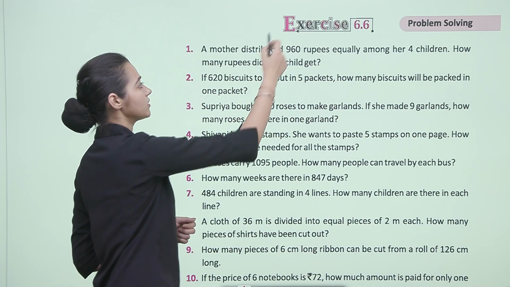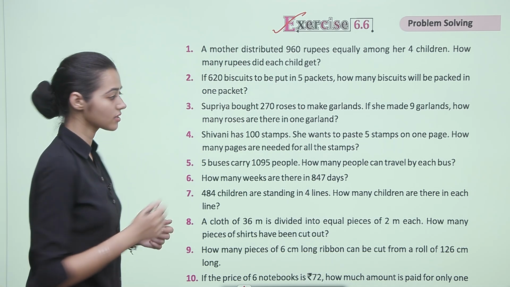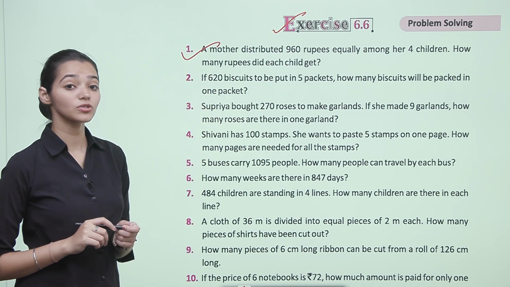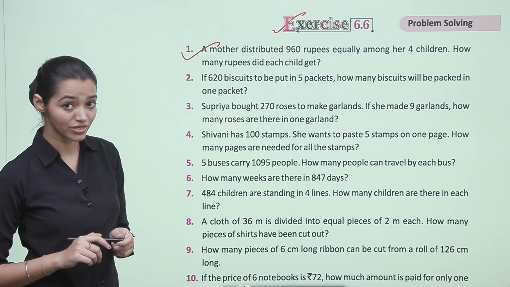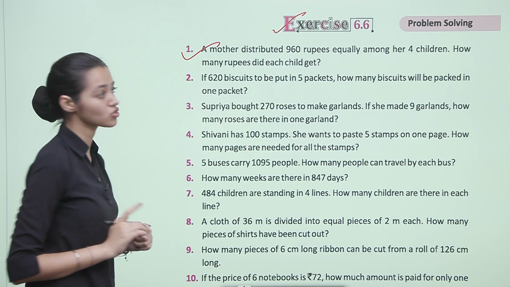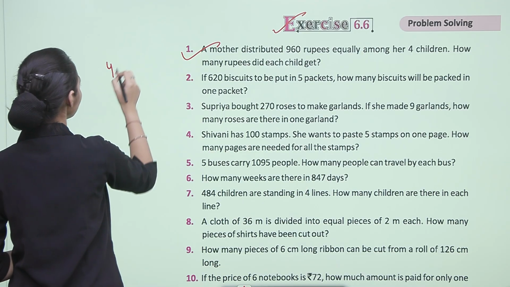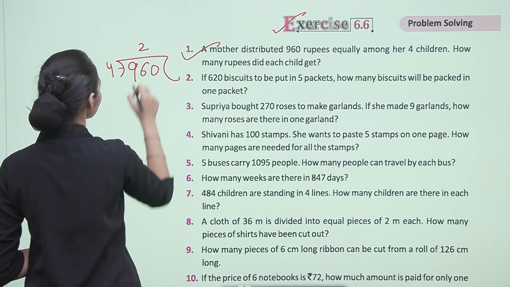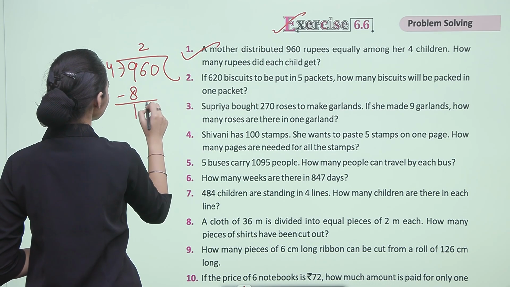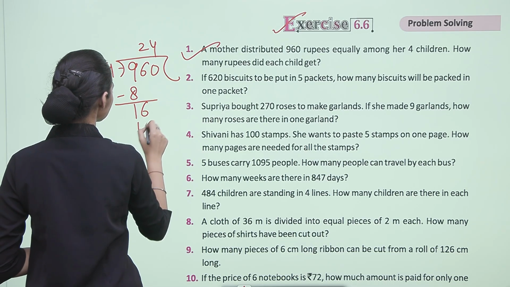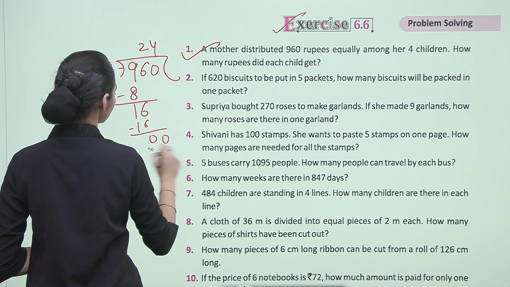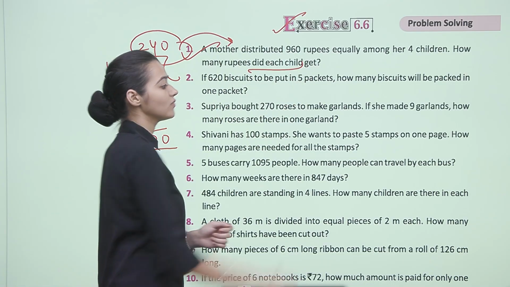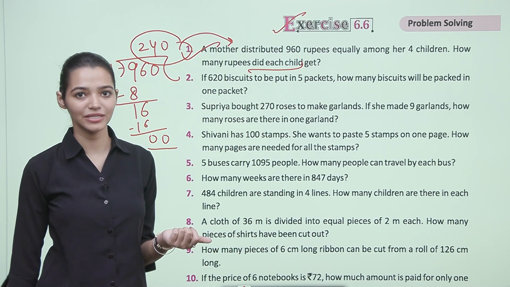Now let's start with exercise 6.6. In the first part, we are told that a mother distributed 960 rupees equally among 4 children. How many rupees did each child get? That means we will divide 960 by 4. So 4 2s are 8, 1 6, 4 4s are 16, 0 0. So that means each child will get 240 rupees. That's how you can solve the remaining parts.